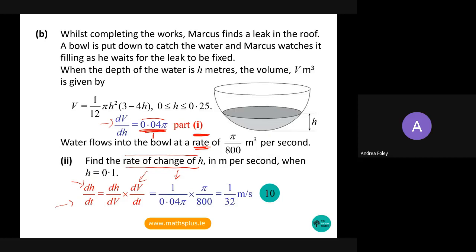High partial credit is correctly substituting into your dH/dt. So inverting the dV/dH to get your dH/dV, multiplying it by the pi over 800, which is your dV/dt, and that correct substitution gets you the 8 marks. Finally, your correct final answer is the 1 over 32. That is a terminating decimal, so if you have it as 0.03125, then that's fine too. Units are not needed for full credit here.